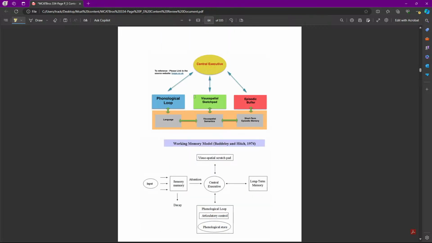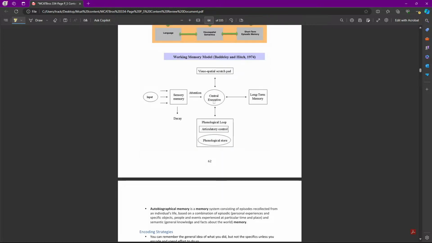In the working memory model, we have input and then sensory memory, with decay and attention that goes to the central executive. It can use the visuospatial sketchpad or the phonological loop, or it can enter long-term memory. So our central executive is basically our working memory.